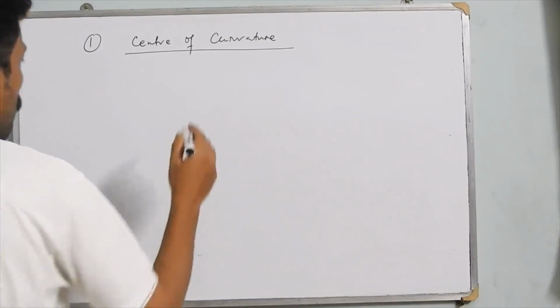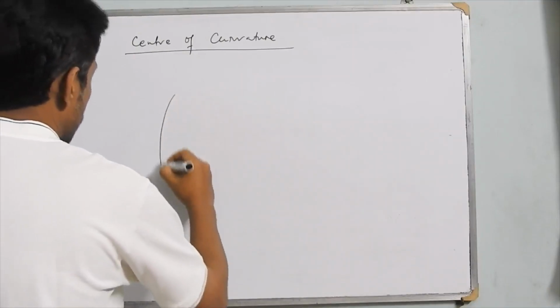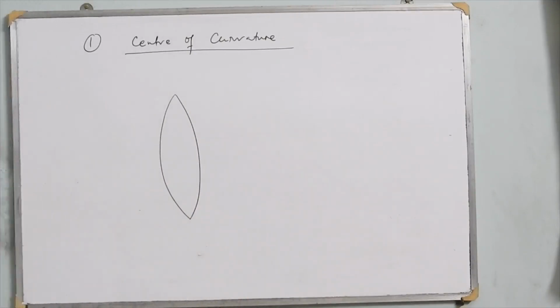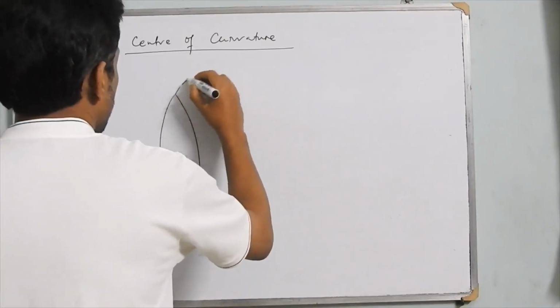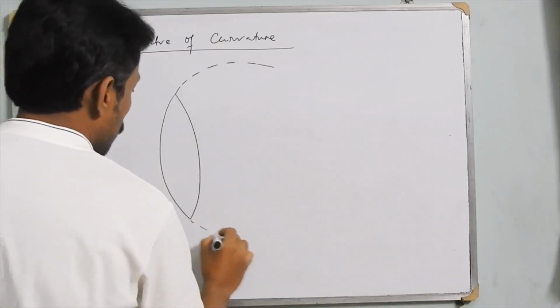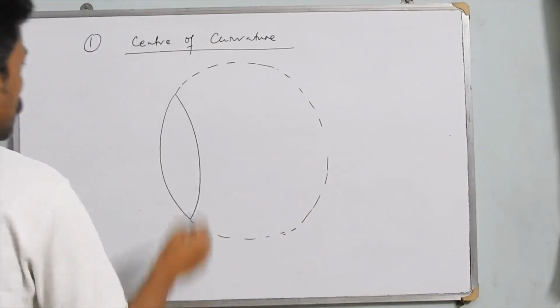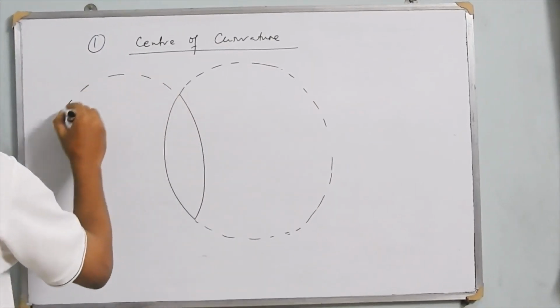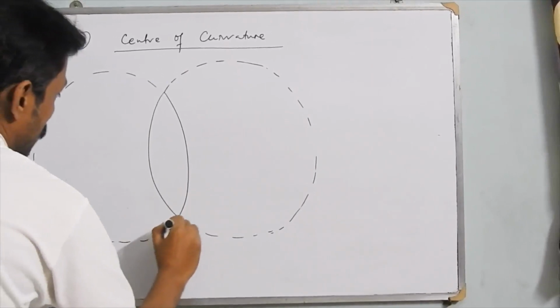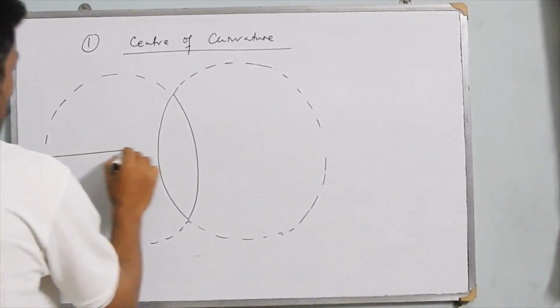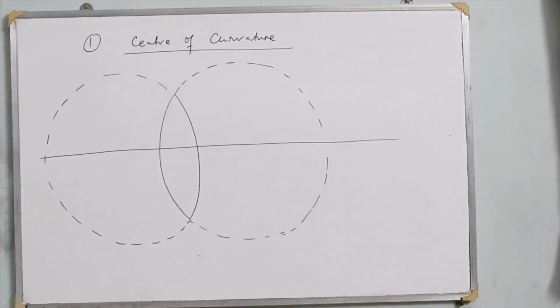So suppose this is a convex lens, a double convex lens or a biconvex lens. So there are two surfaces. This is one curved surface. It is part of a sphere. This is another curved surface, which is again a part of a sphere. So if you consider the diameter of the sphere, that will be the principal axis of the particular lens.